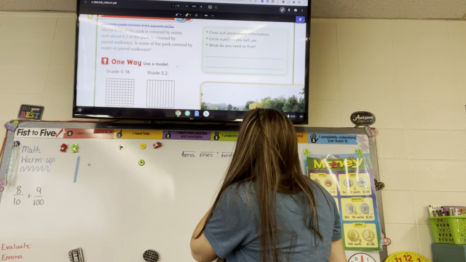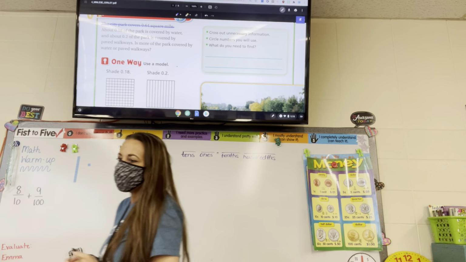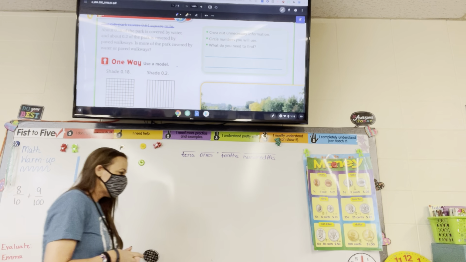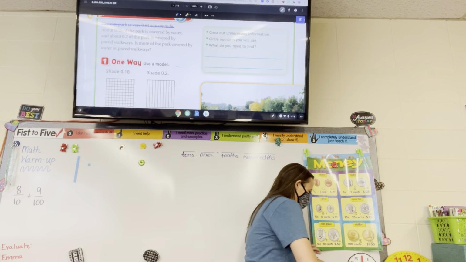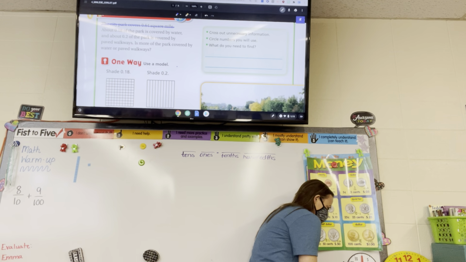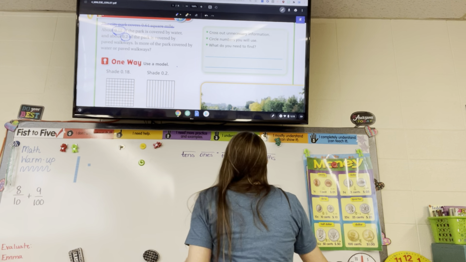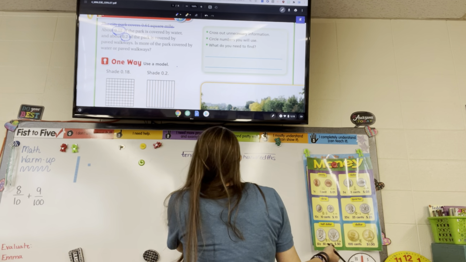The second one says circle the numbers you will use. Landon, what are the numbers we will use to solve this problem? 0.18 and 0.2. Okay, and how do you say those correctly? 18 hundredths and 2/10. Good, so give yourself a point. And then what do we need to find?